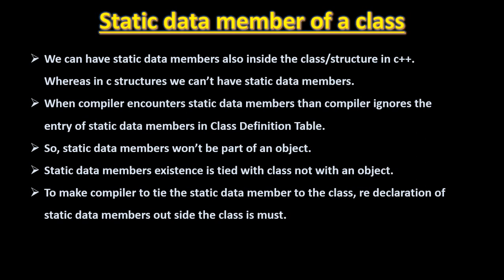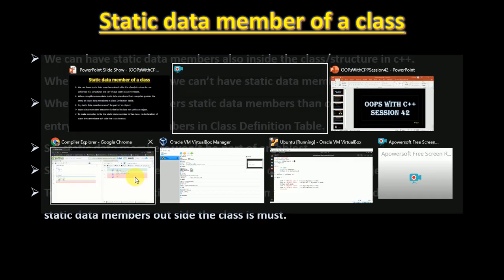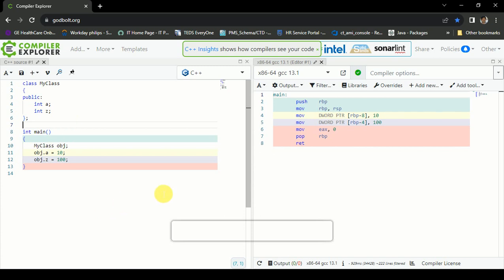Okay. So before that, just have a look at this code. Just observe this code. I have one normal class, class MyClass, where I have created int a and int z. Now in main I am creating an object, assigning obj.a and obj.z equals 100. You can see base pointer minus 8, and after that base pointer minus 4. So from the stack it is decrementing the values.